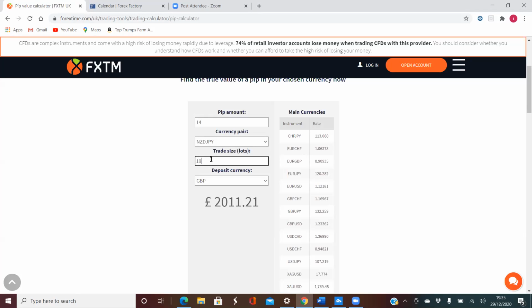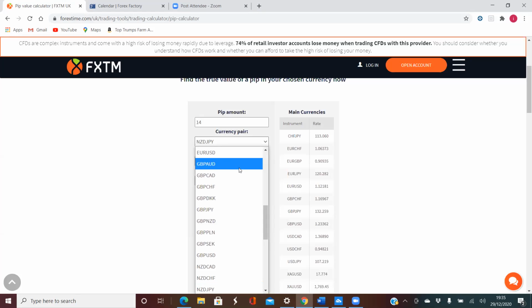Let's see where it's going at 19. It's still not at 2,000. It's still above it. So my feeling is it's going to probably be around 18.8, 18.9. There we go. Roughly that is 2,000. So that's your trade size that you're going to put on for this particular trade. Okay.